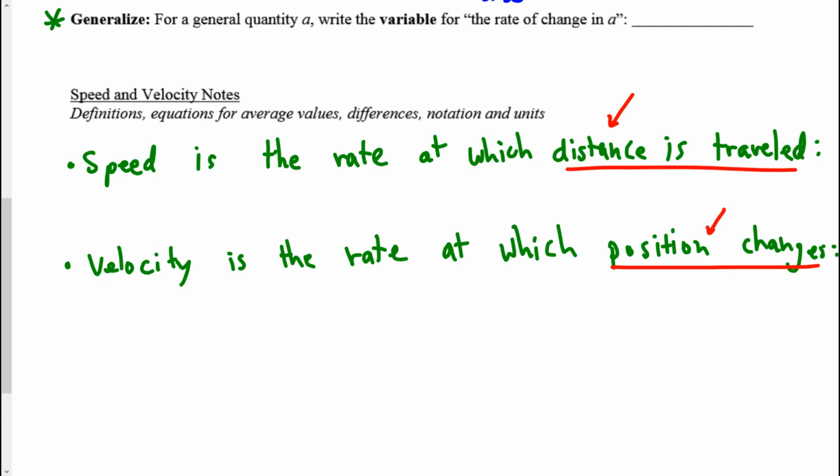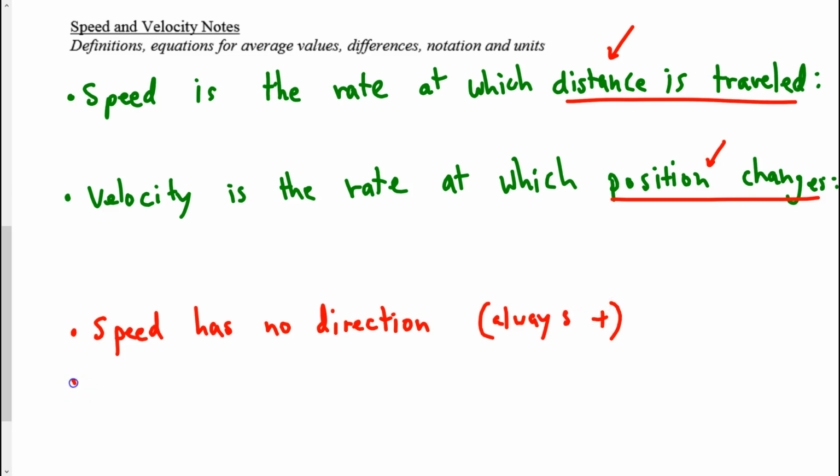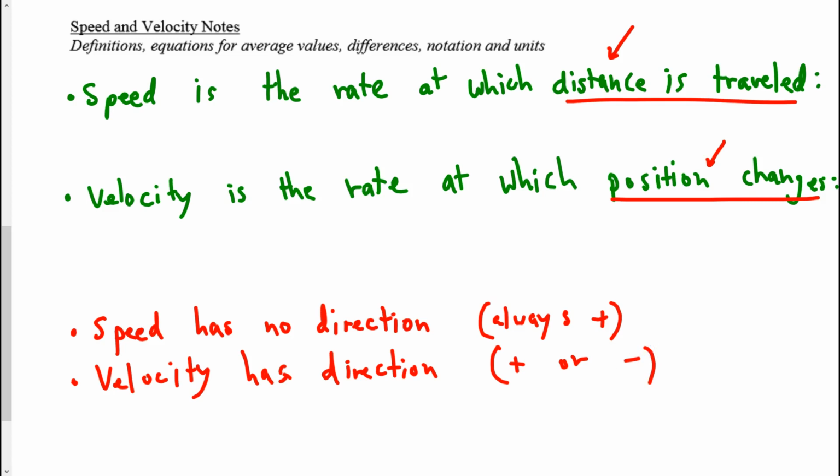Do you think they both have direction? Does one of them have direction? First, let's put this down. Speed does not have direction. Just like distance, it's always positive. Always positive. By contrast, velocity does have direction. It can be positive or negative. And that positive or negative tells us the direction.